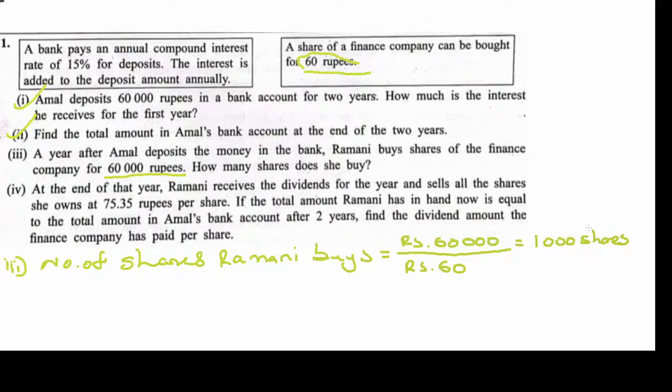Right. Let's look at Roman 4. At the end of that year, Ramani receives the dividends for the year and sells all the shares she owns at 75.35 rupees per share. If the total amount Ramani has in hand now is equal to the total amount in Amal's bank account after 2 years, find the dividend amount the finance company has paid per share. Alright, so how do you do this?